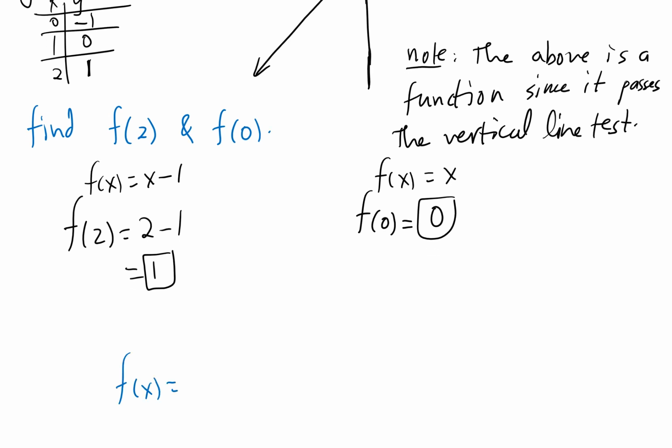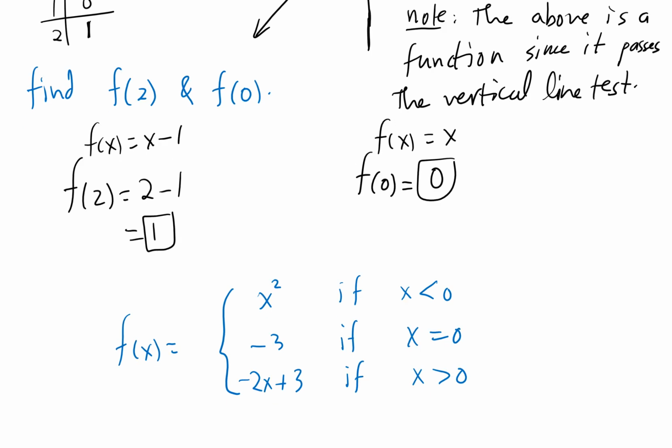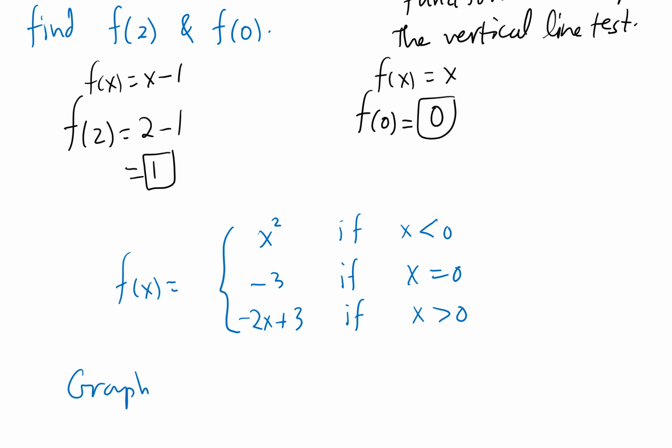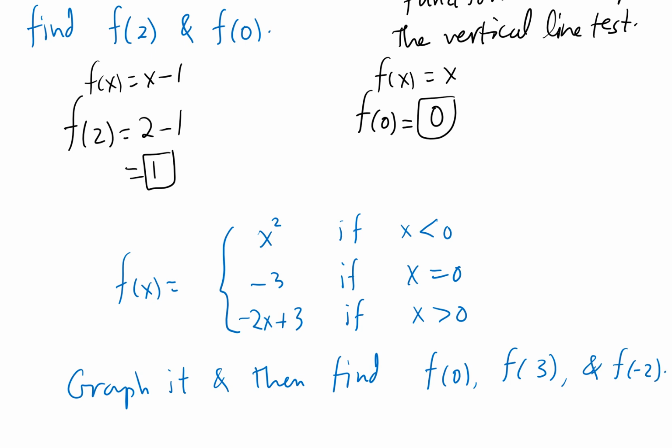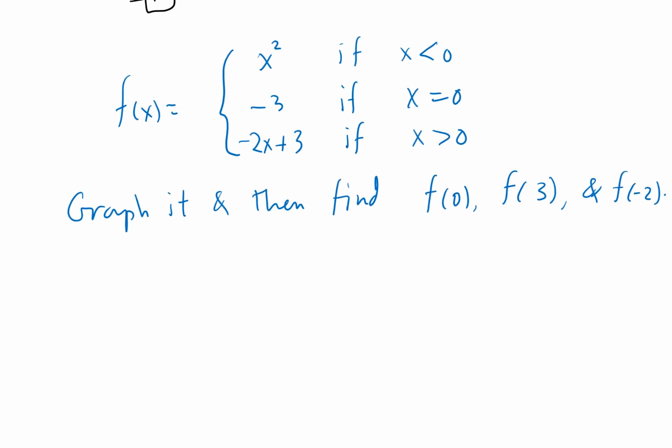I'm going to give you another one and you try it. I'll try to include 3 equations. X less than 0, x equals 0. For this one, try to graph it and then find f of 0, f of 3, and f of negative 2. Try this one. Okay, we can move on then.